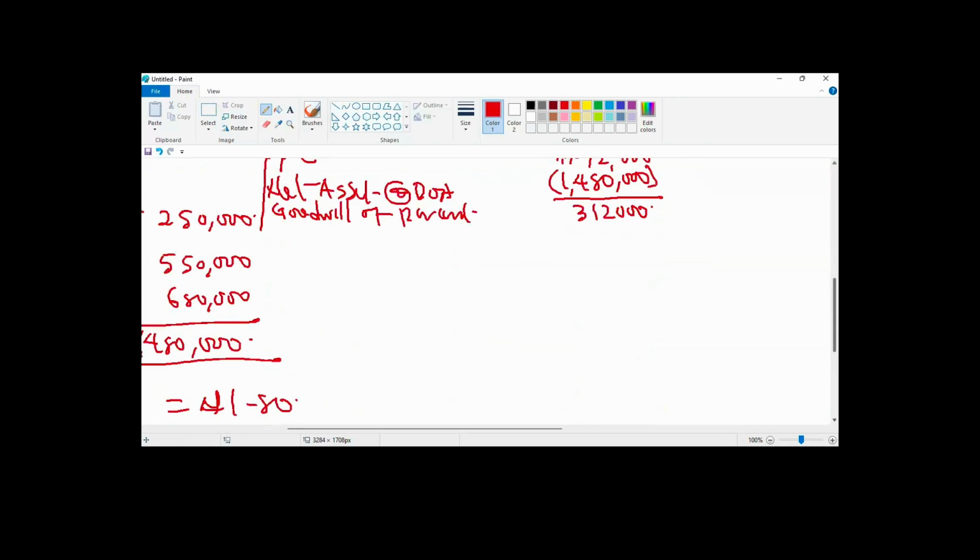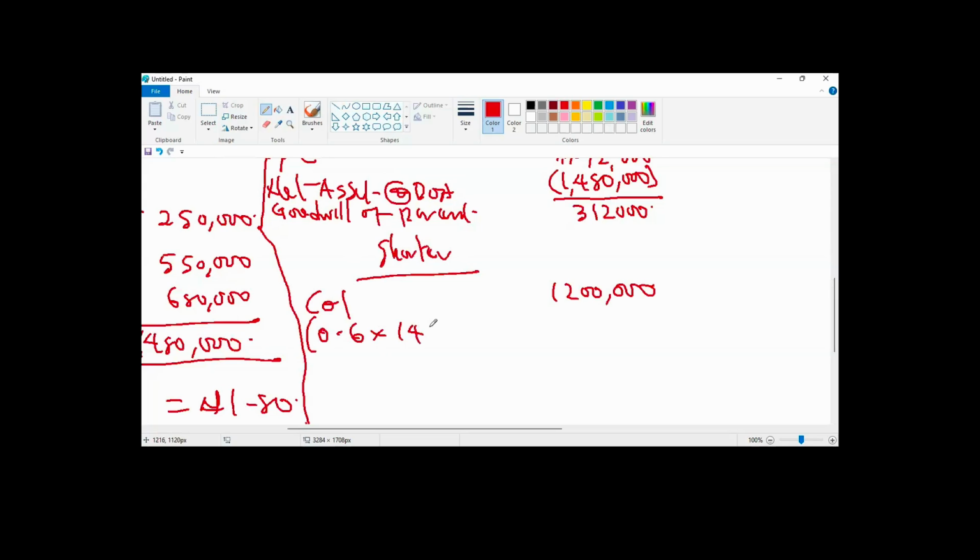For the share of proportionate, I can use another method, the shorter method. I'll say cost of investment, which is 1.2 million, and remove the parent's portion of the net assets, 0.6 times 148,000. 0.6 times 148 will give us 88,800.